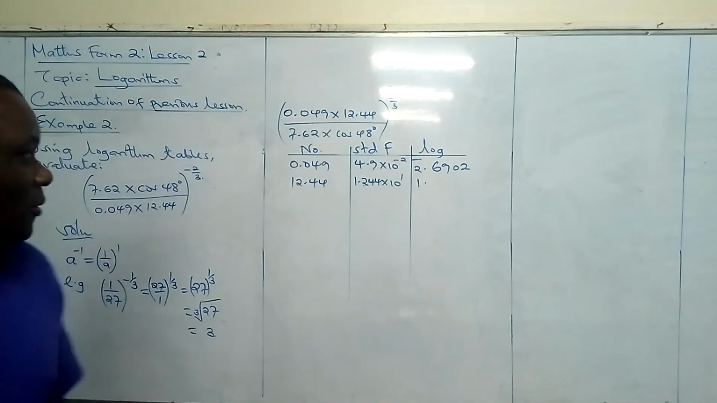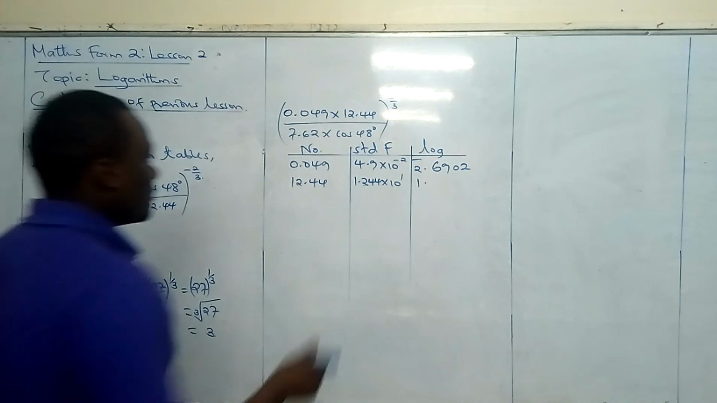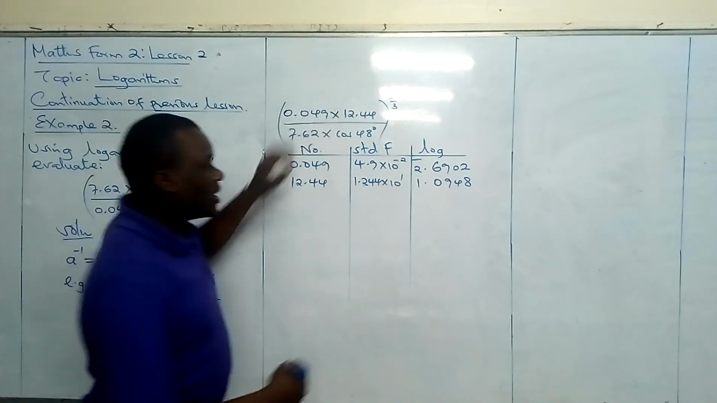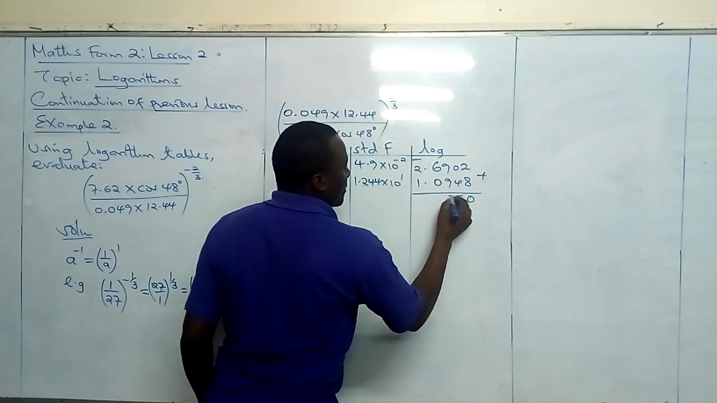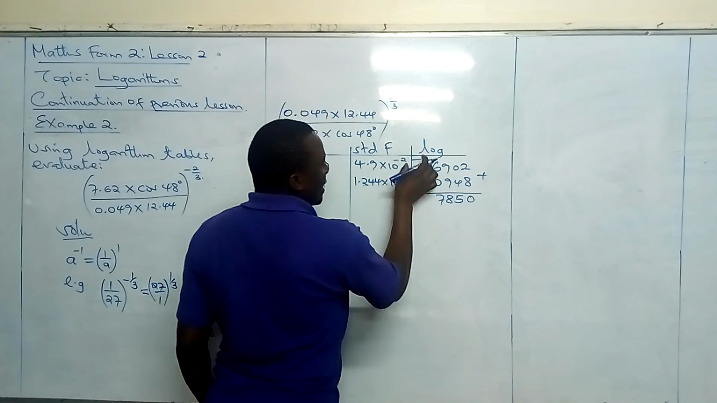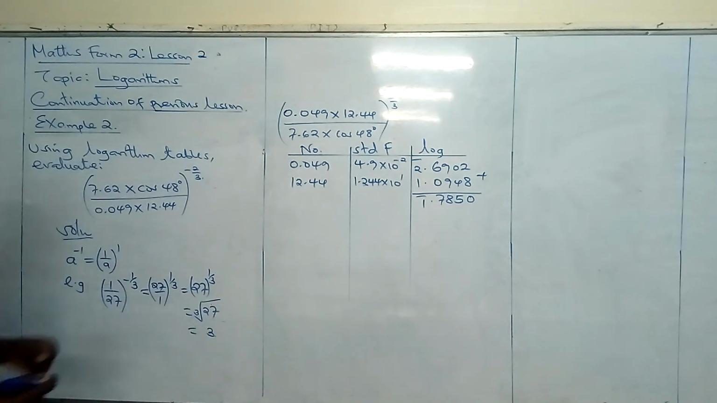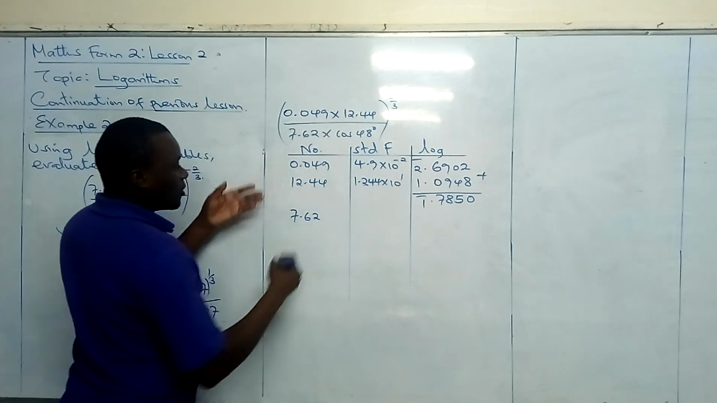Then from our tables, we will look for the log of 1.2 under column 4. Then we go to our add column, we add 14. That will give us 0.0948. Since we have a multiplication here, now we will add 0.6902 and 0.0948, then for the characteristic minus 2 plus 1 is minus 1. Now let's go to the denominator. We are going to have 7.62, which is already in the standard form.